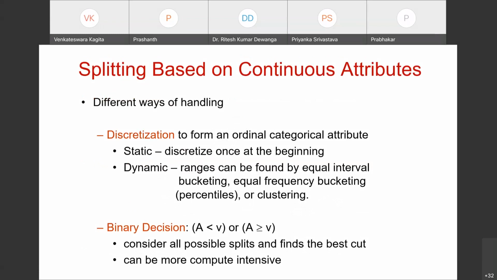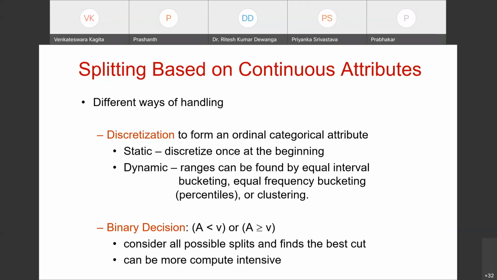One is discretization. It means converting this continuous data to categorical data, to form an ordinal categorical attribute. This can be done in two ways: static and dynamic. Static is discretizing once at the beginning by setting up some threshold. The other way is that ranges can be found by equal interval bucketing, equal frequency bucketing, or clustering. This is a dynamic way of discretization. In both ways, we try to map this continuous data to categorical attributes.